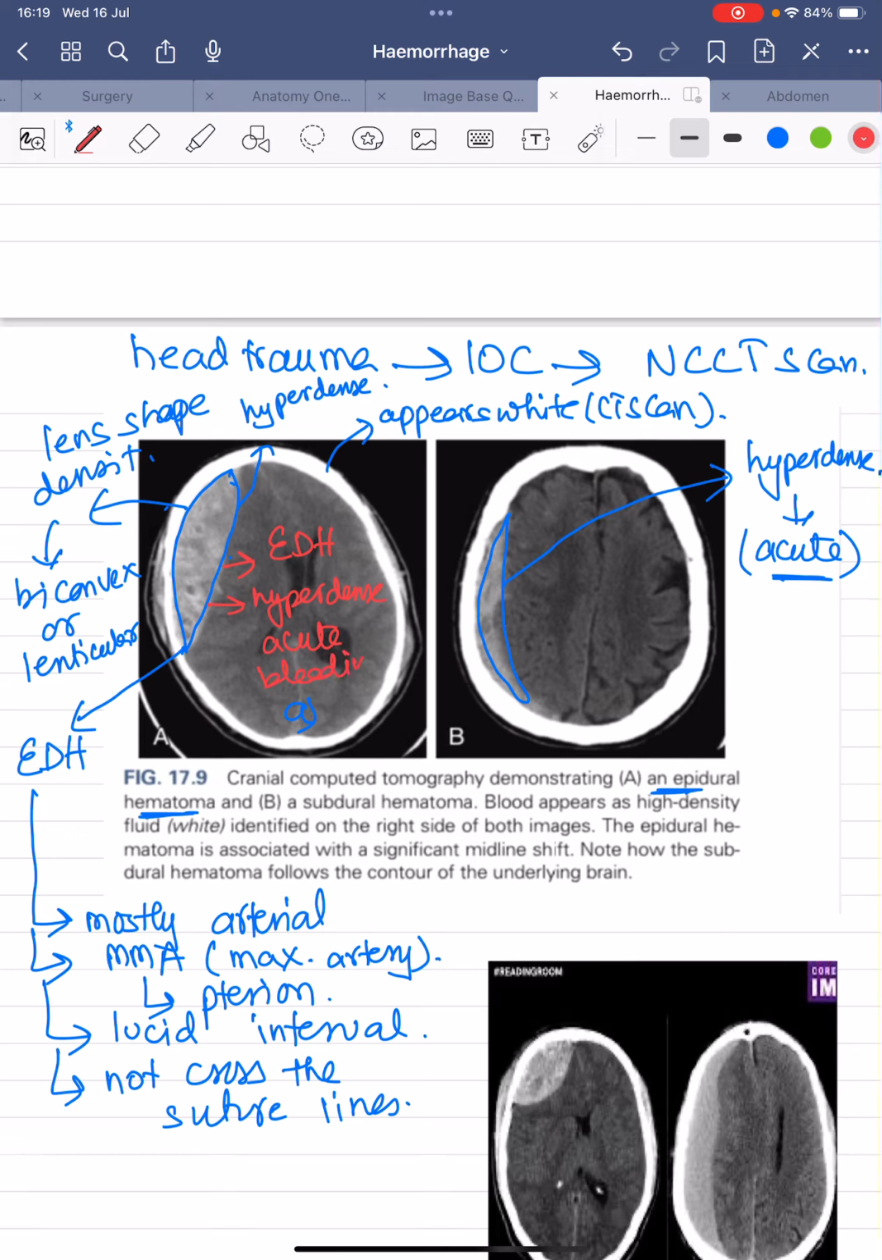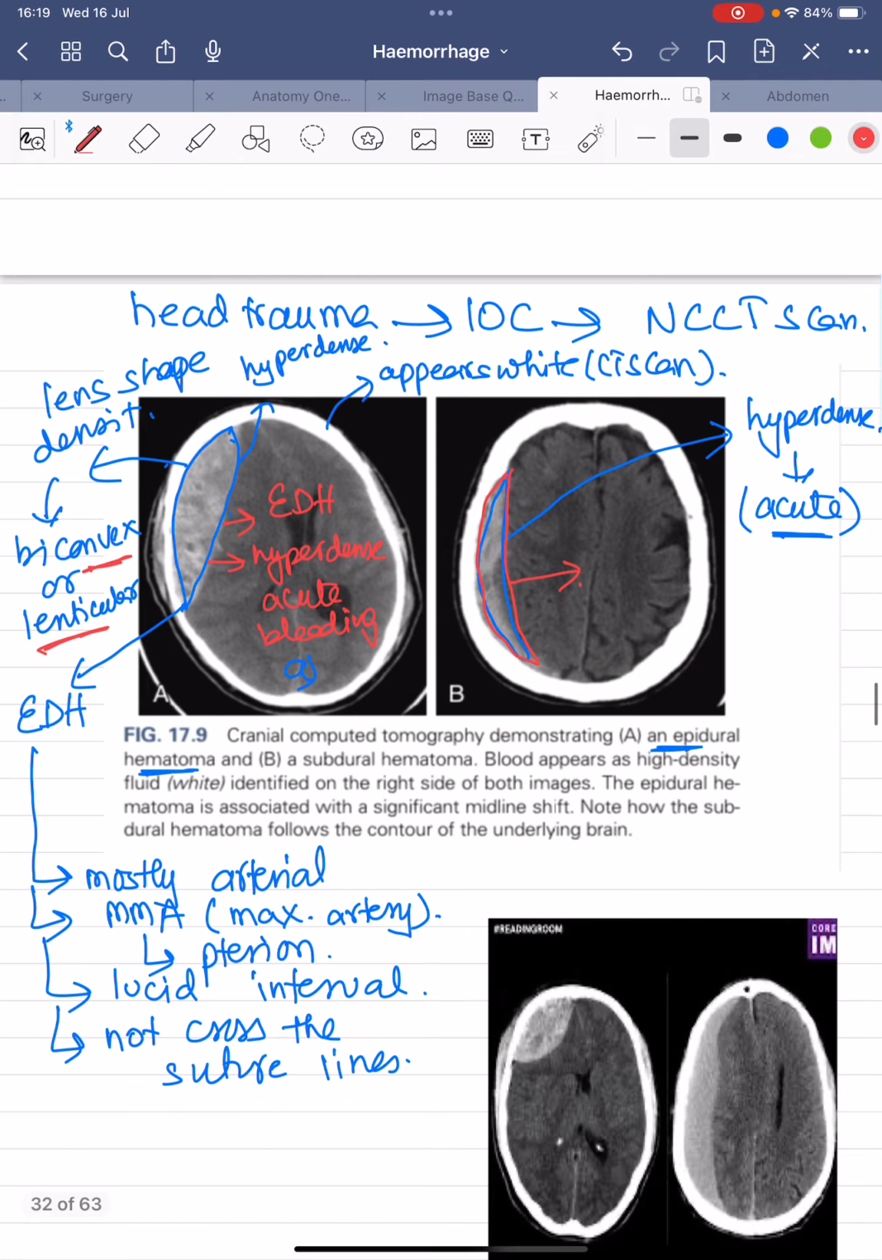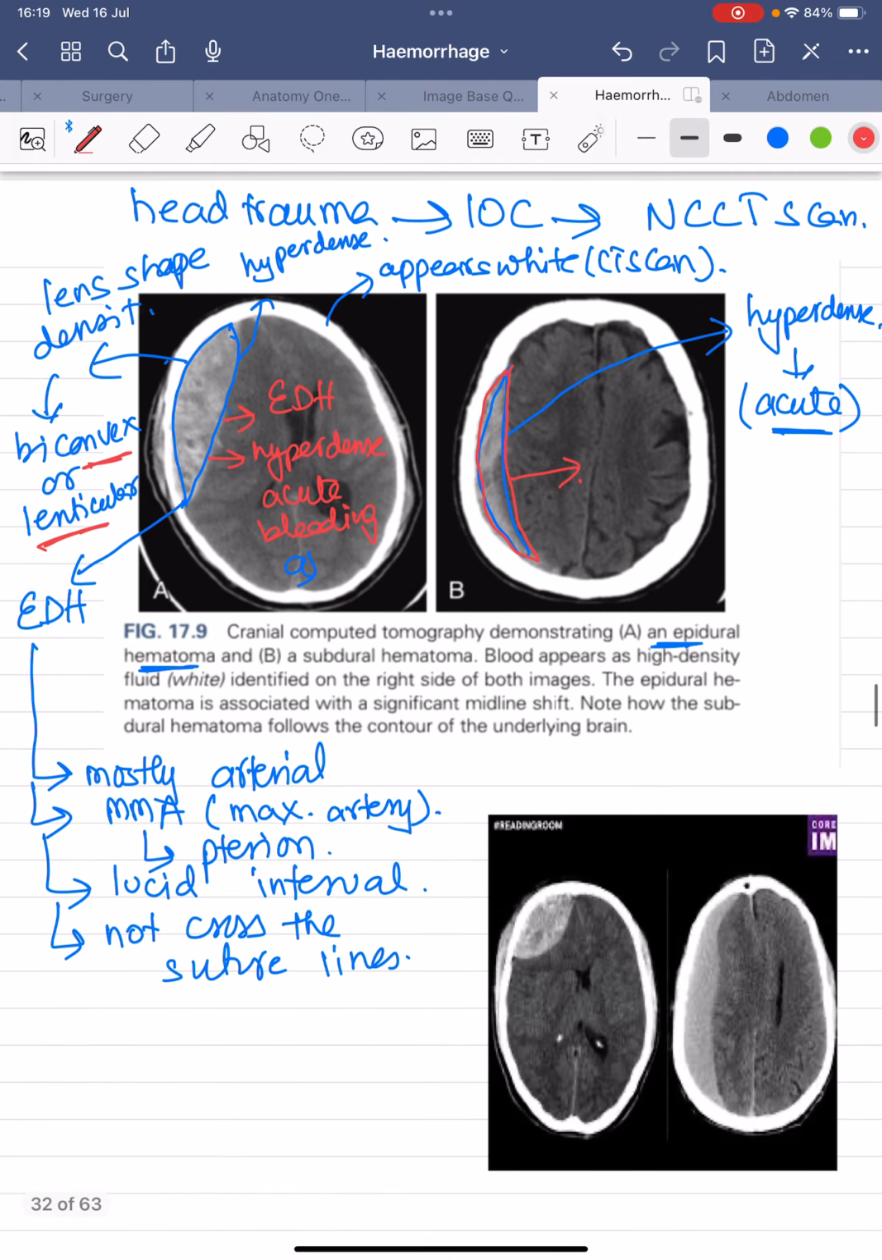Now see this. This is not a biconvex lenticular shaped lesion, not lens shaped. So which type of lesion is this? See here. This is your subdural hematoma. So it is not lens shaped. It is your what?